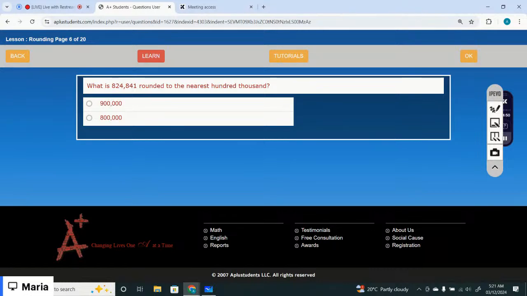What is 824,841 rounded to the nearest 100,000? Option 1 or 2? Option number 2 it is. Okay, you can complete the lesson by yourself later today. Let me just move on to next lesson.